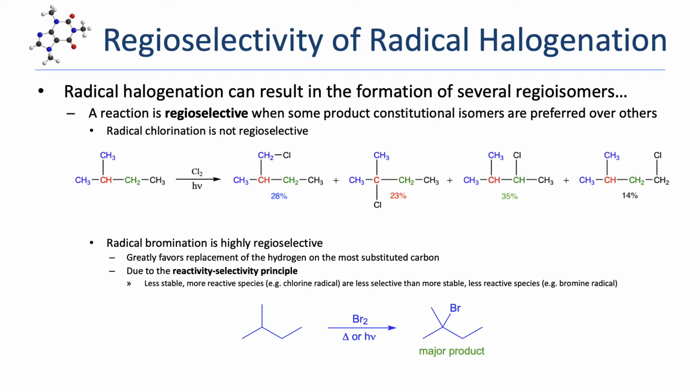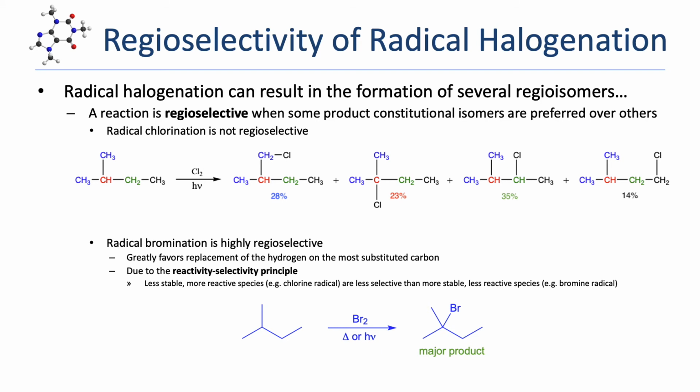Radical bromination greatly favors replacement of the hydrogen attached to the most highly substituted carbon of the molecule. Again, starting from 2-methylbutane, we see that radical halogenation with Br2 results in replacing the hydrogen attached to the tertiary carbon, shown above in red. The other possible regioisomers are formed in much, much smaller amounts. Now, the mechanism for radical halogenation is the same regardless of which halogen is being used. So why the big difference in regioselectivity when switching from Cl2 to Br2?